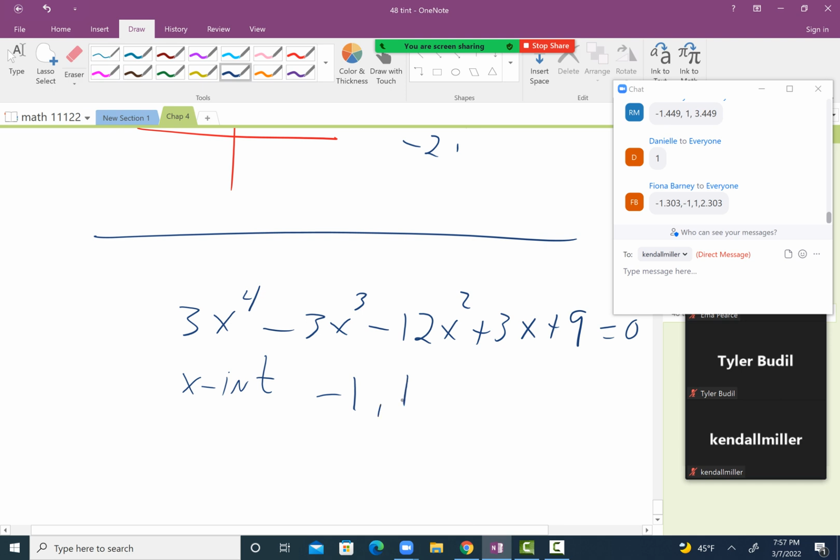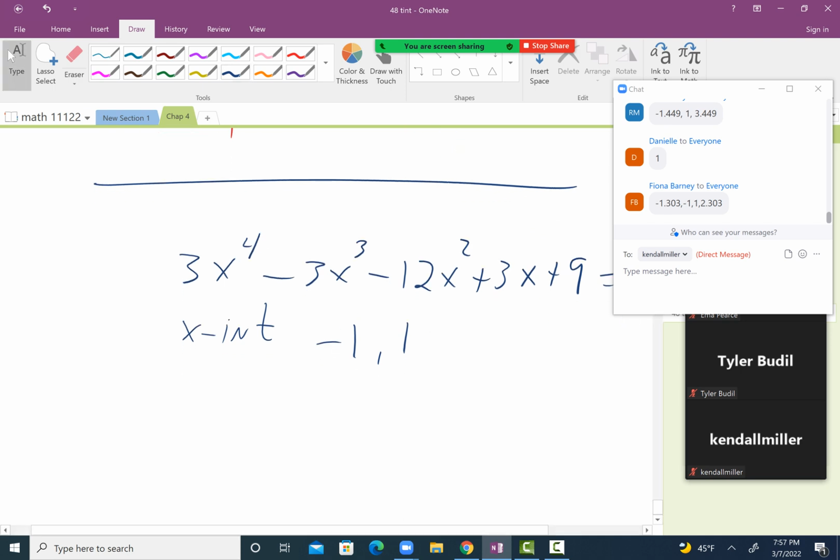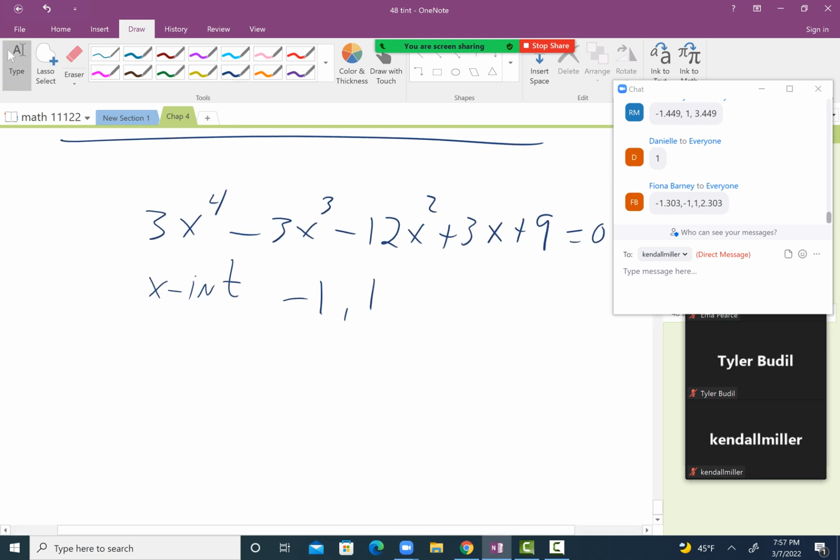So you notice on the graph again, -1 and 1. Again, notice how we have a -0.303 and a 2.303. Those aren't exact, so they're not going to help us. So we've got to do synthetic division. Let's pick one of these x-intercepts to do synthetic division. Somebody throw one out there, -1 or 1. Which one do you want? 1. Okay, good.